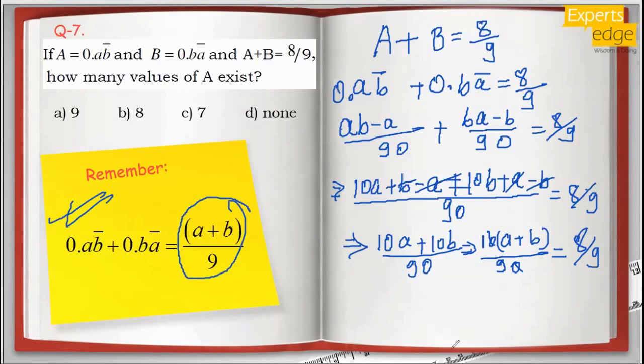So what I get from here is (a plus b) upon 9 should be equal to 8 by 9. Again cancelling 9 and 9, my final expression boils down to a plus b equal to 8.